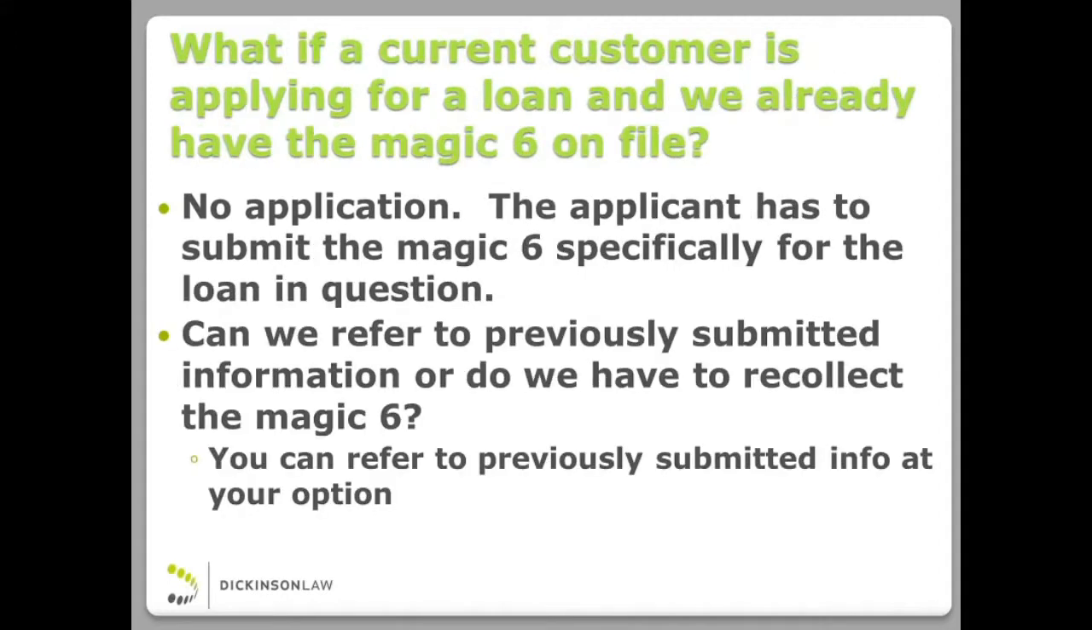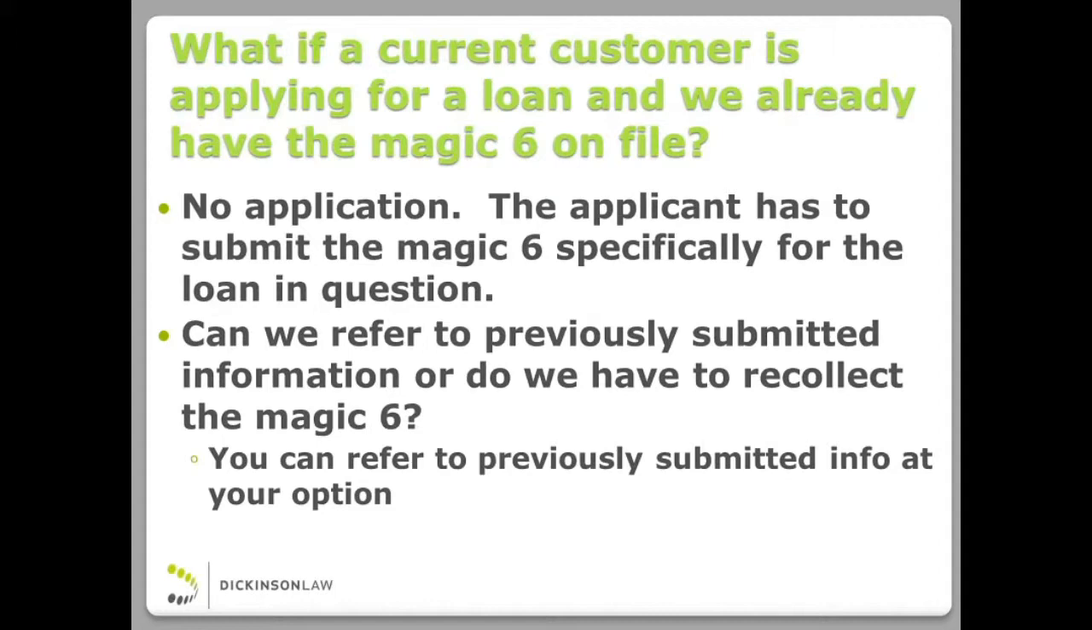Still on the Magic 6, what if a current customer is applying for a loan and you already have the Magic 6 on file? So, you made a loan to me 3 months ago, and you collected all my information. Now I come in and I want a home loan. You already have my Magic 6, so do you have to disclose right away once I express an intent to get a loan? No, you don't. That's not an application. The applicant has to submit the Magic 6 specifically for the loan in question.